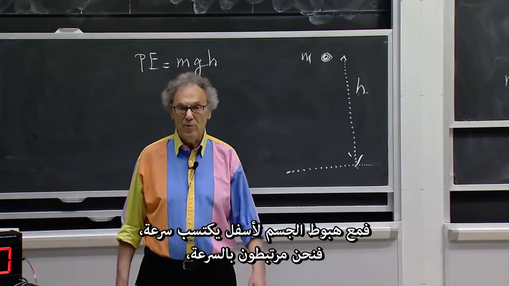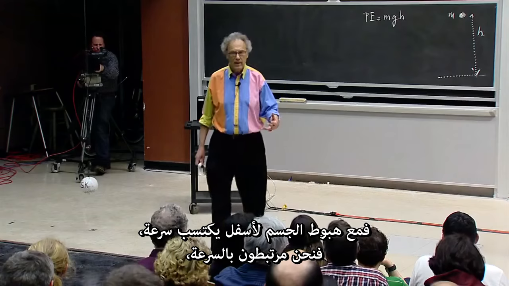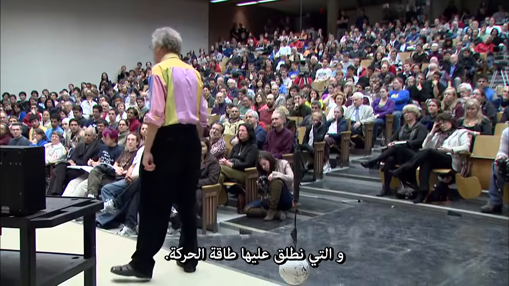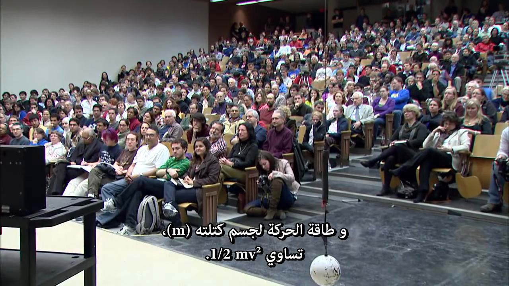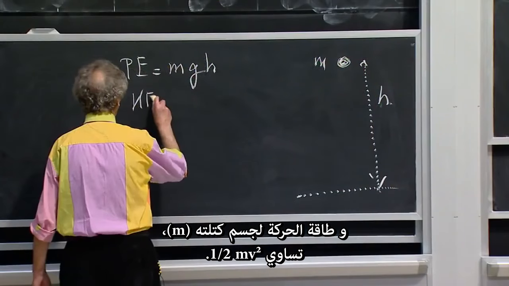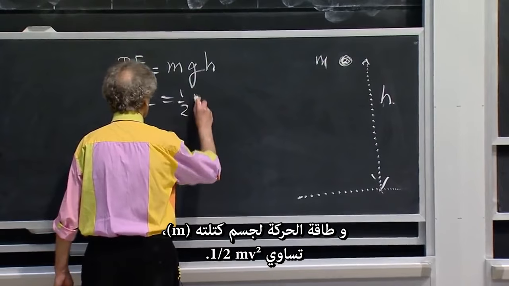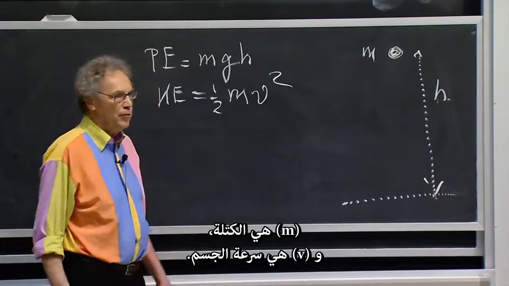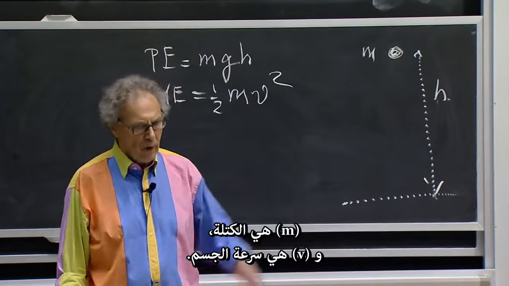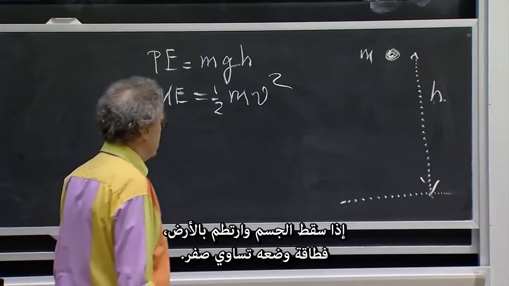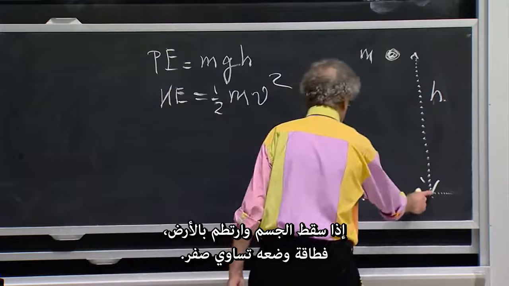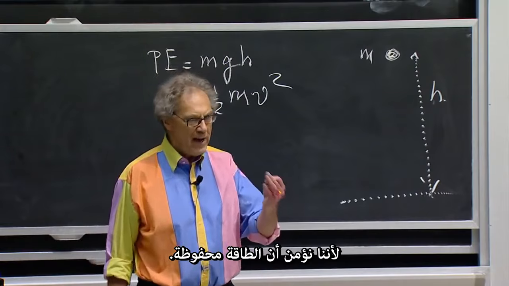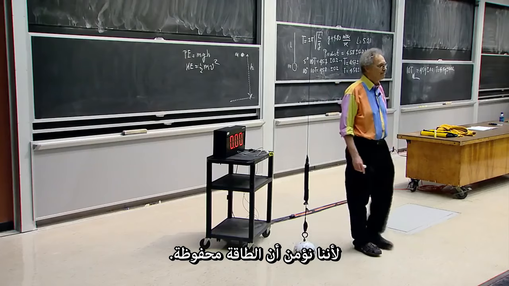As the object goes down, it picks up speed. And we associate with speed energy, which we call kinetic energy. And the kinetic energy of an object with mass m is 1/2 mv squared. M is the mass, and v is the speed of that object. If the object goes down and it hits the floor, then the potential energy is 0, and all that energy is now converted to kinetic energy. Because energy, we believe, is conserved.